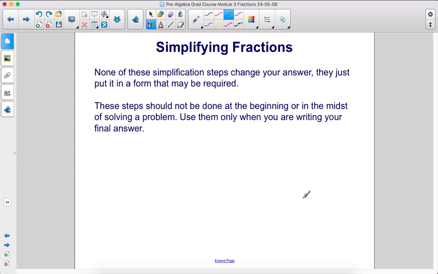None of these simplification steps change your answer. They just put it in a form that may be required. These steps should not be done at the beginning or in the middle of solving a problem. Use them only when you are writing your final answer.